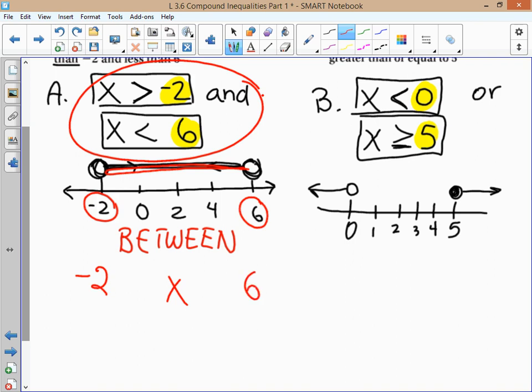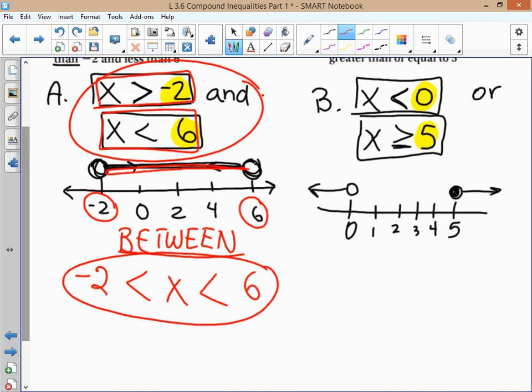But you can't just write it like that. You have to put some inequalities in there. So you can say that X is greater than -2, just like you did up here. And you can say X is less than 6, just like you did right here. So a special way to write the and compound inequalities is to call it a between statement and to write it like this.